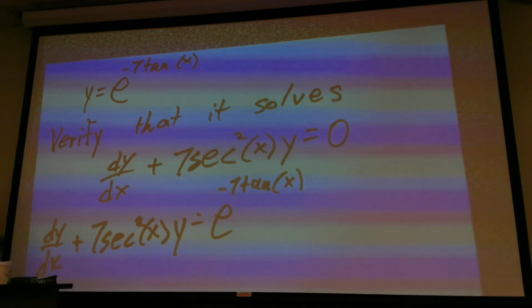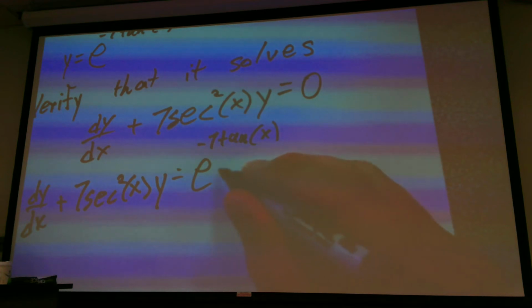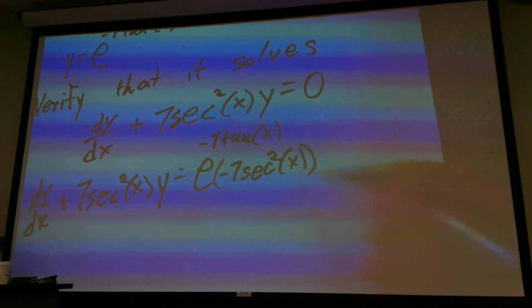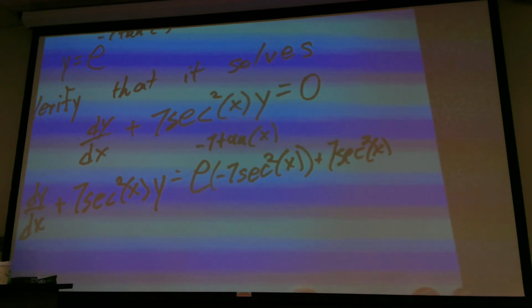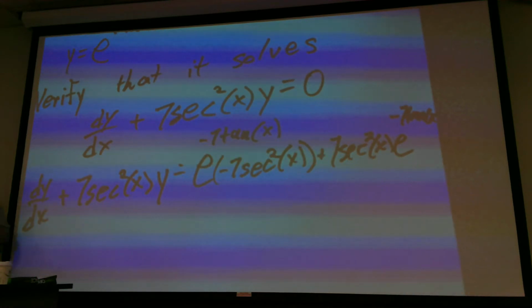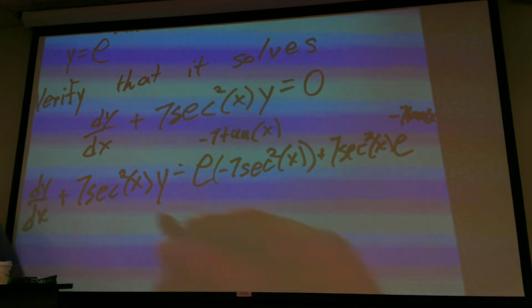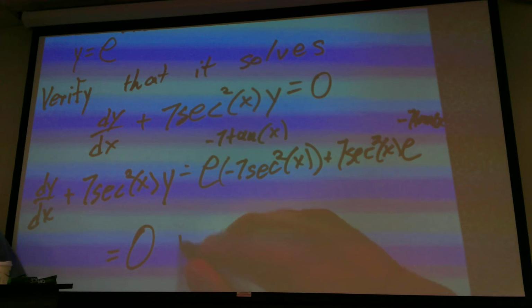Now we have to obey the chain rule on this. We need to take the derivative of the tangent. And so that would be negative 7 secant squared x. All right? And then we have plus 7 secant squared x, and then multiplied by our y, which is e to the negative 7 tangent of x. I kind of ran out of room on that one. All right, so we have negative 7 secant squared e to the negative 7 tangent x and positive 7, so it does in fact equal 0, and we get a big check mark.